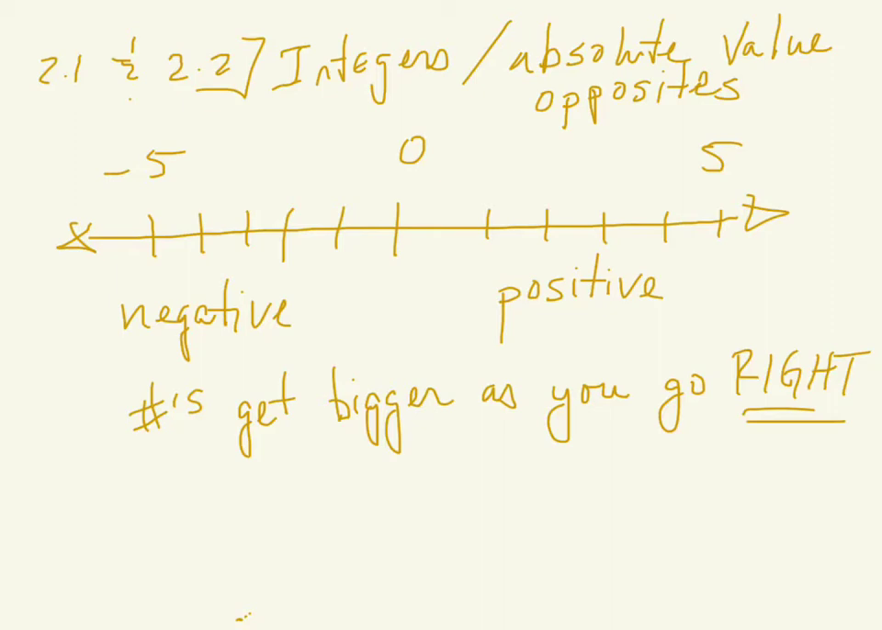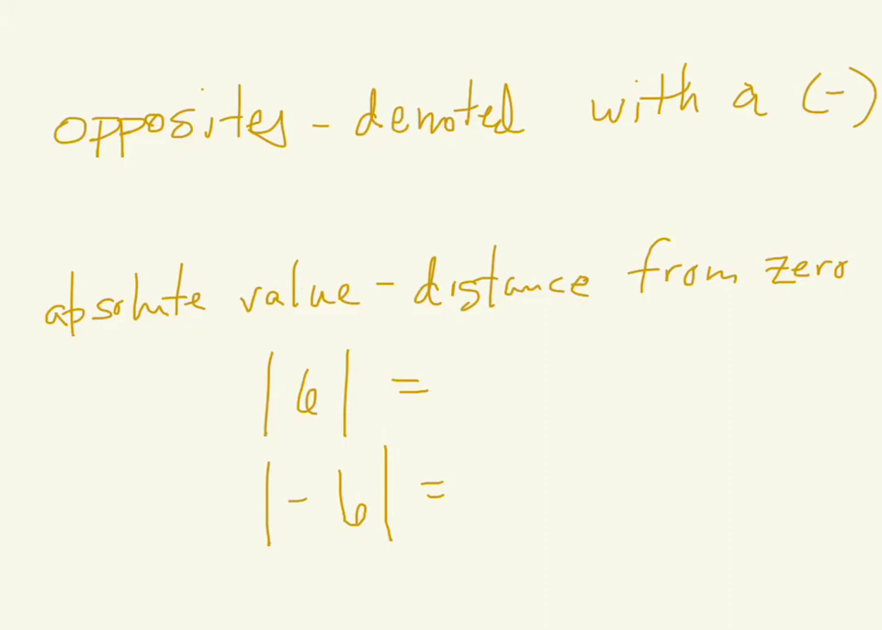So like -100 and -50, which is bigger? Well, -100 is 100 points to the left, -50 is 50 points to the left, so -50 is bigger because it's the number to the right.